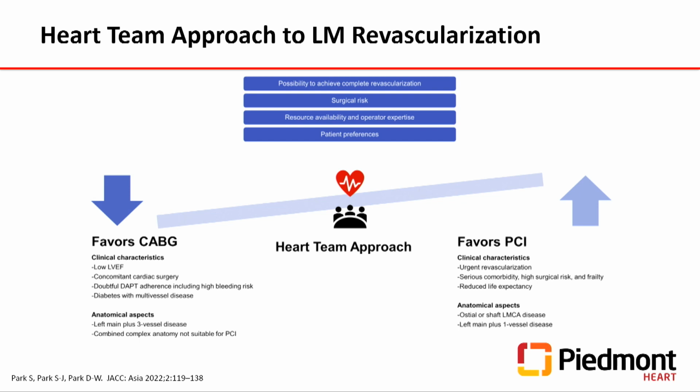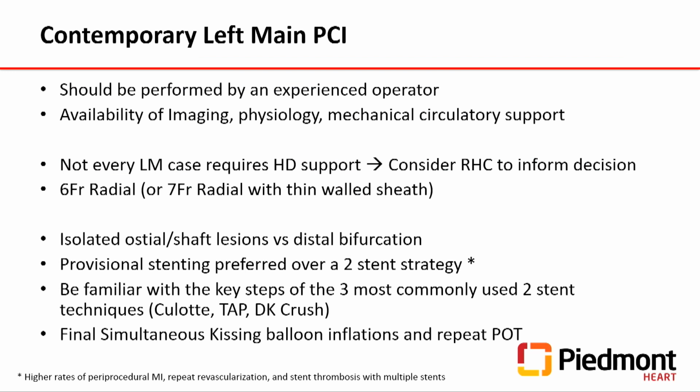And this decision-making is quite complex. And the variables to consider here are the ability to achieve complete revascularization. What is the surgical risk of the patient? What are the resources available, and what is the operator expertise? Patient preferences. Is this ostial disease and shaft disease, which clearly is much more straightforward than distal bifurcation disease? So this is a decision that needs to be made, but once you've made that decision, how do we do this?